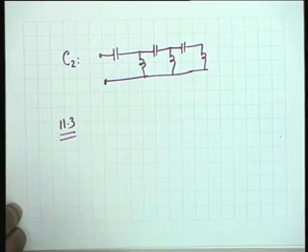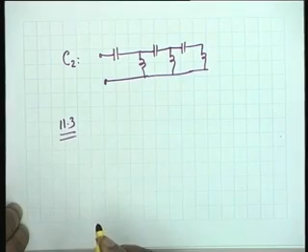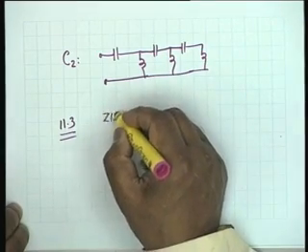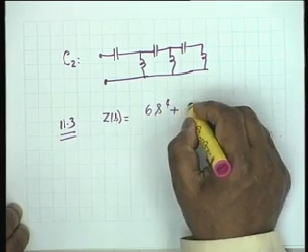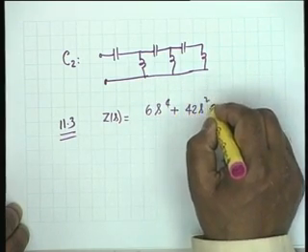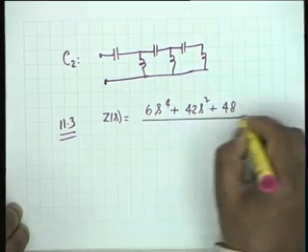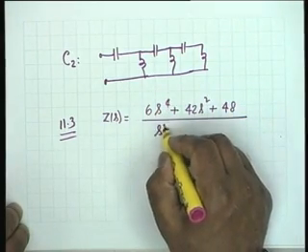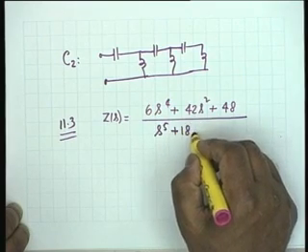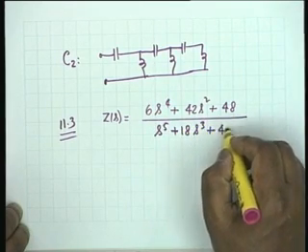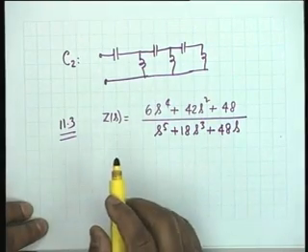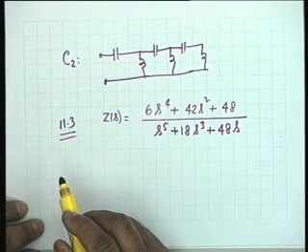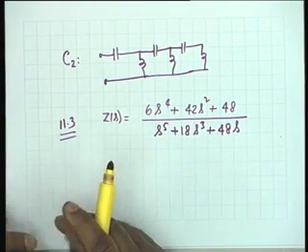And that is why I did not skip one, I wanted to do 11.3. 11.3 says synthesize the LC driving point impedance. The impedance is given, Z of S equals 6 S to the 4th plus 42 S squared plus 48, divided by S to the 5 plus 18 S cubed plus 48 S. It says synthesize this LC driving point impedance in the form shown in the figure.